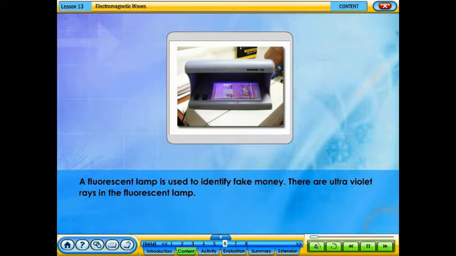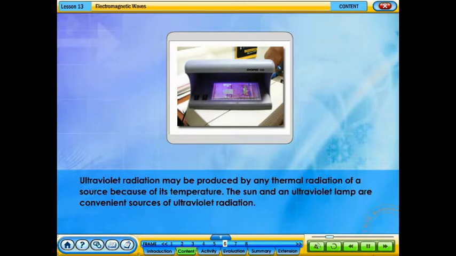A fluorescent lamp is used to identify fake money. There are ultraviolet rays in the fluorescent lamp. Do you know how ultraviolet rays are produced? Ultraviolet radiation may be produced by any thermal radiation of a source because of its temperature. The sun and an ultraviolet lamp are convenient sources of ultraviolet radiation.